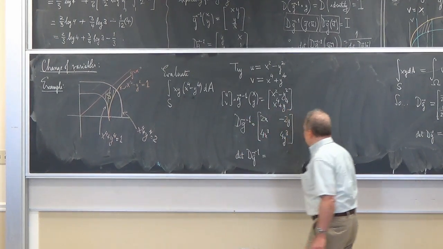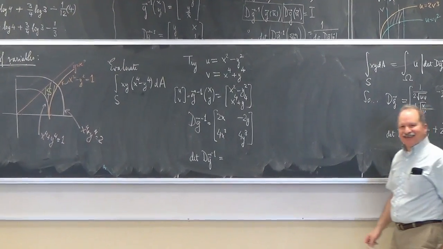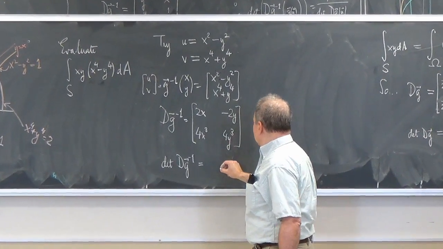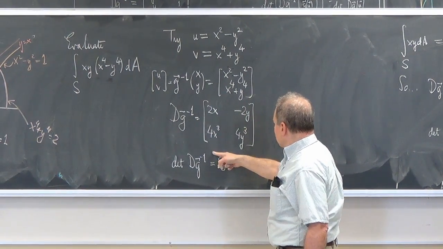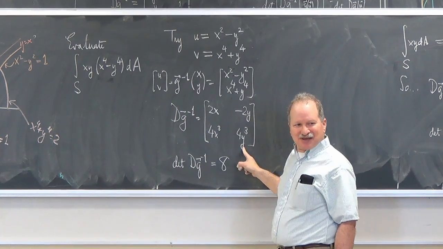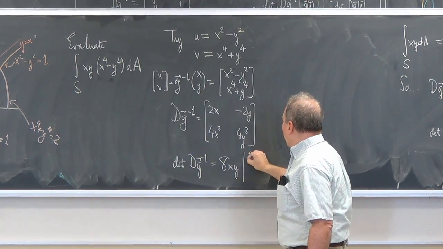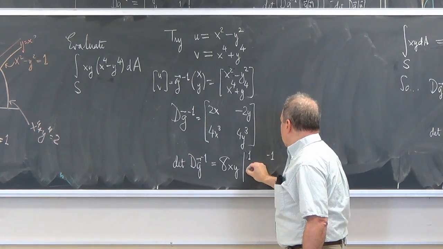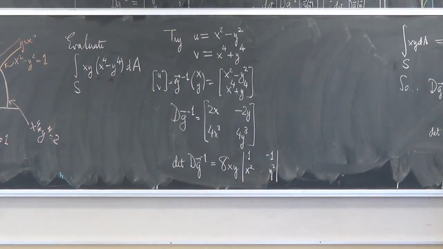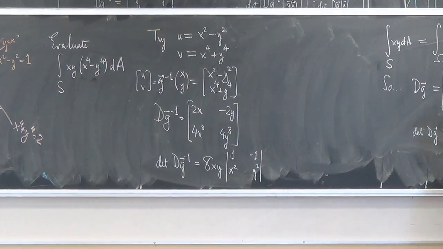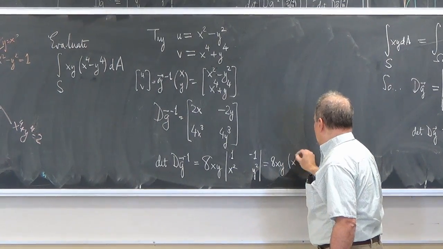And I recommend that you actually pull out the 2 and the 4, remembering to use properties of determinant. Well, that's harder, actually. You need to pull out an x for this column and a y for this column. Is that what you want me to do? All right. And then what am I left with? I'm left with 1, negative 1, x squared, y squared. Or you could just do it without being so clever. So what am I left with? 8xy, x squared plus y squared.